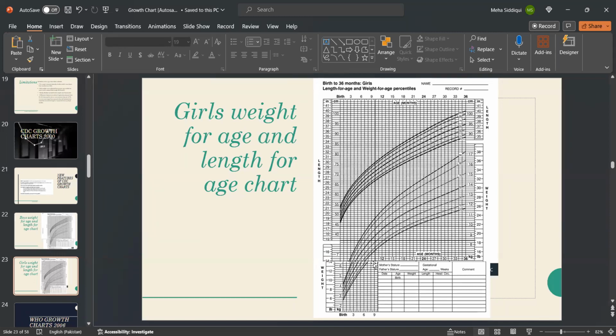Then we draw the vertical line and horizontal line, and where the two lines meet, we point that line of intersection. Then we trace the immediate curve, and we trace it up to the end of that curve, and the percentile or z-score where it is given shows that the child is falling in that range.